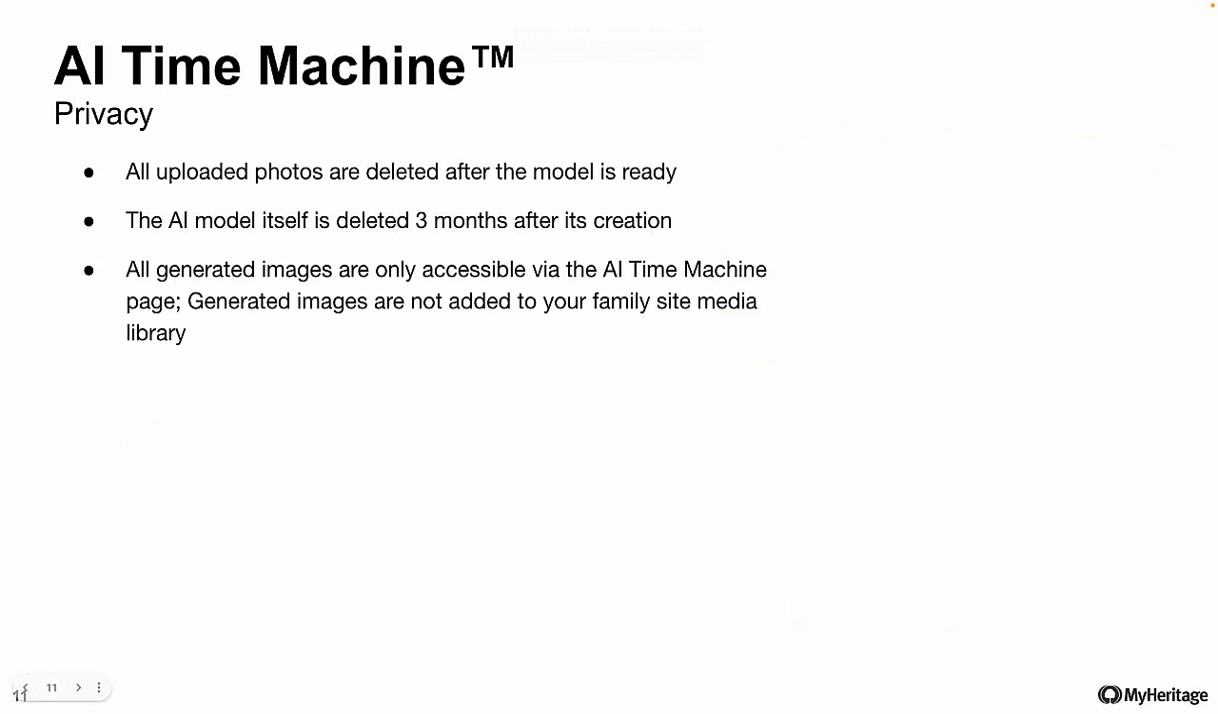A bit about privacy. All the photos that you're uploading are deleted after the model is ready. The AI model itself is deleted 3 months after its creation. And all generated images are only accessible via the AI Time Machine page, meaning that generated images will not be added to your family site media library, meaning that they will not be shared with your other site members or anything like that.